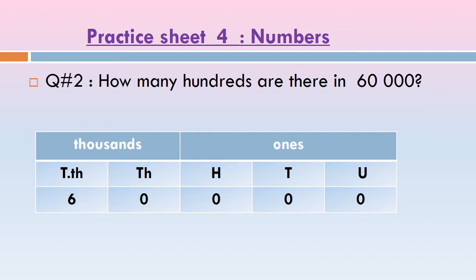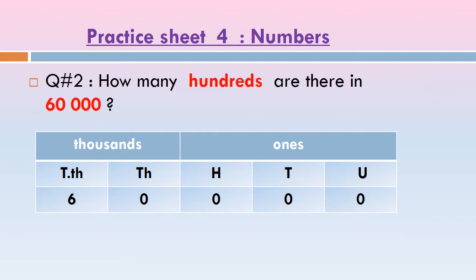So here we have assigned all the digits their place values. Now these are ones and thousands. As the question is, how many hundreds are there in 60,000? So we will start from the hundreds place. Firstly hundreds place, then thousand, and then 10,000. Here there are 3 places, 6 and 2 zeros. If we combine them, 6 with 2 zeros, it becomes 600. So in 60,000 there are 6 hundreds.